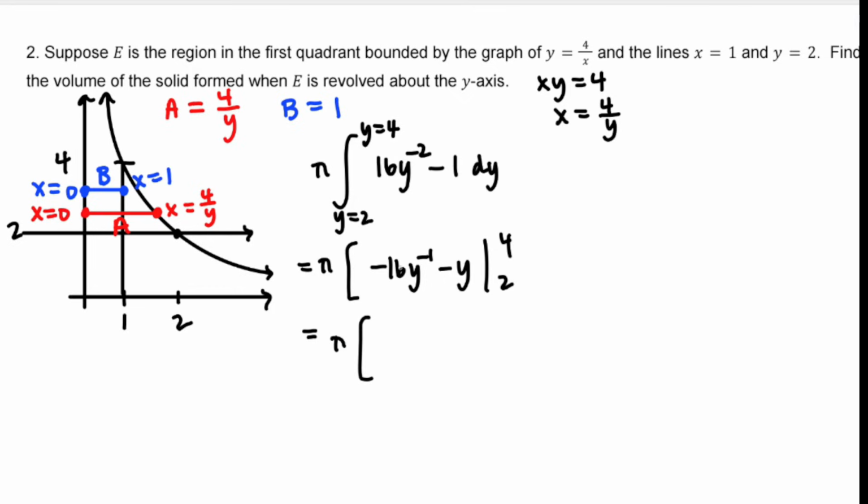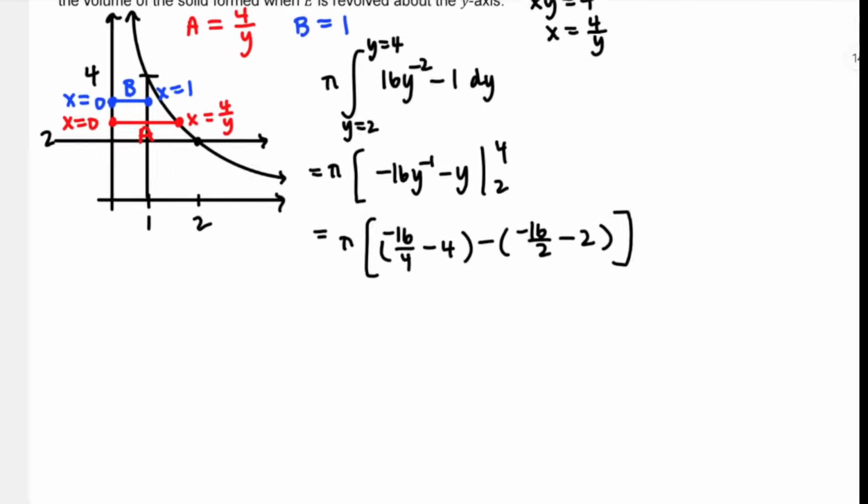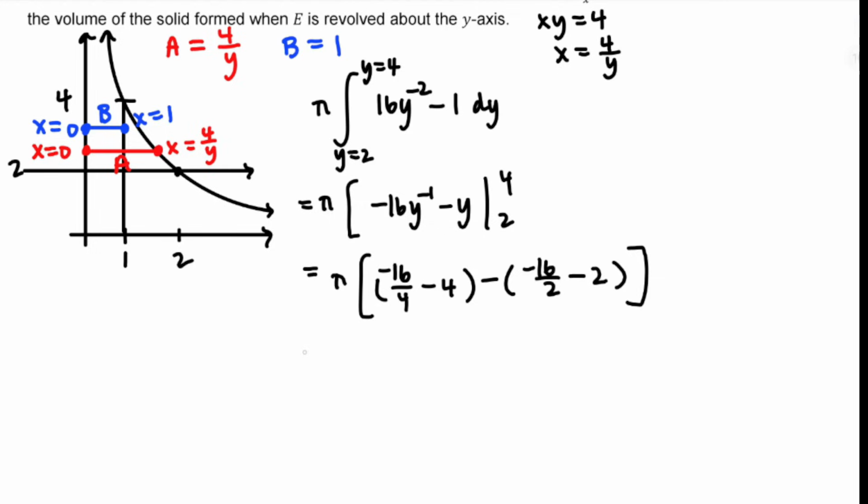Okay, so when I plug in 4, that's negative 16 over 4 minus 4. Minus plug in 2, that's negative 16 over 2 minus 2. Of course, on a quiz or free response situation, that's a safe place to stop. But if this was multiple choice, which I could see this being a multiple choice type question, we would need to simplify. So pi times negative 4 minus another 4 would be negative 8, minus negative 8 minus 2 more would be negative 10. Okay, so that's going to be 2 pi.